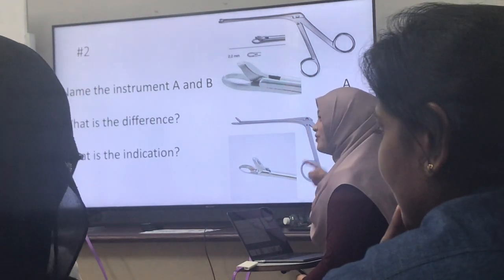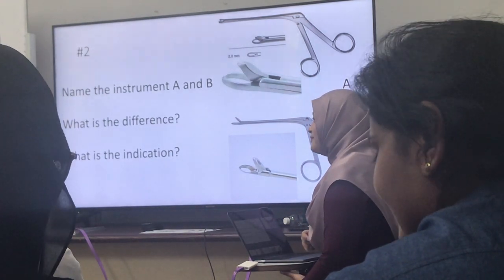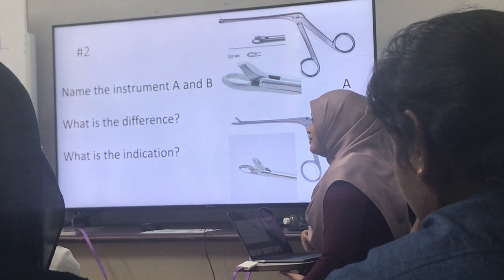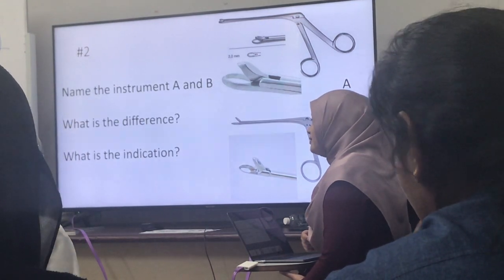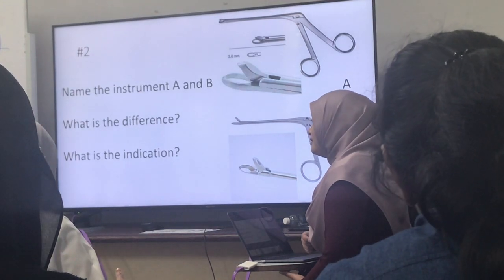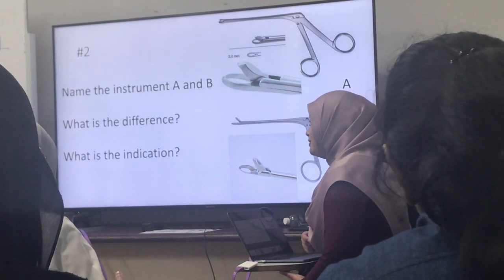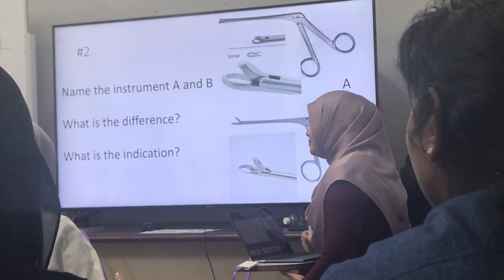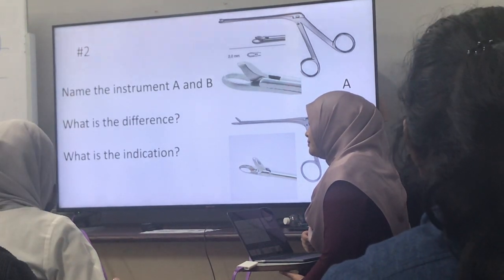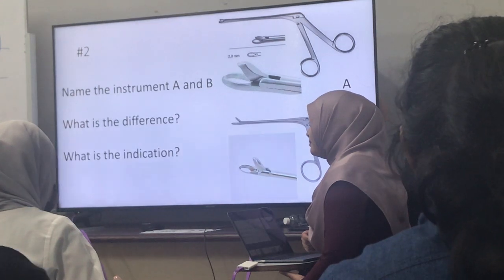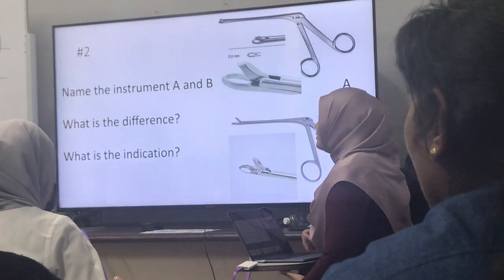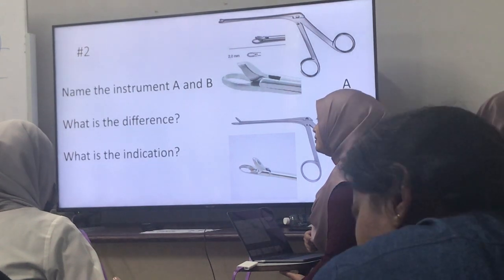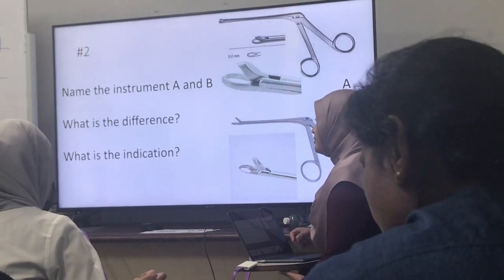So do you know what's the difference? The difference is A is a cutting forceps, so you can use this to take biopsy, to cut the soft tissue. Whereas for B, you cannot cut. You don't use it to cut the tissue, but you can use it to pull or to detach a soft tissue from its attachment. Indication for both instruments, we can use during functional endoscopic sinus surgery.